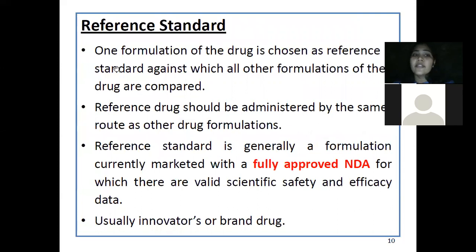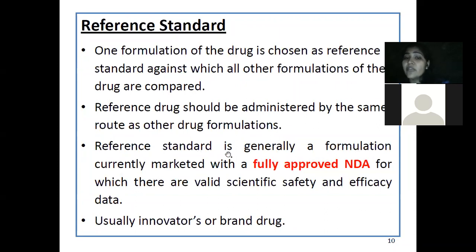Then reference standard. What is reference standard over here? One is a reference drug that you're going to use. One formulation of the drug is chosen as reference standard against which all other formulations of the drug are compared. So reference drugs should be administered by the same route as other drug formulations. Reference standard is generally a formulation currently marketed with a fully approved NDA.